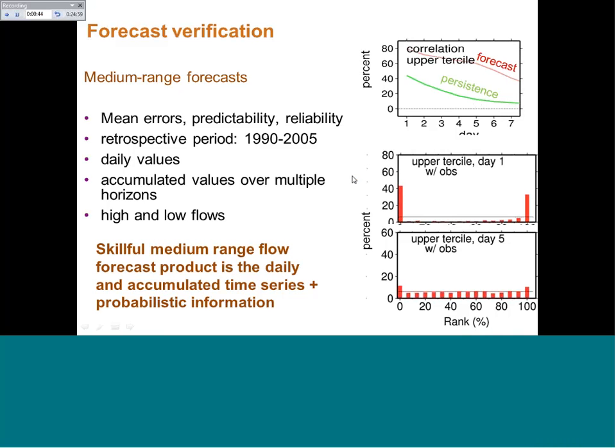Those are rank histograms, and when they're flat, it means that the probabilistic information is reliable, and when it's U-shaped, it means that it is overconfident. So here, before the post-processor, the ensemble is too narrow at first, but then we have good information.